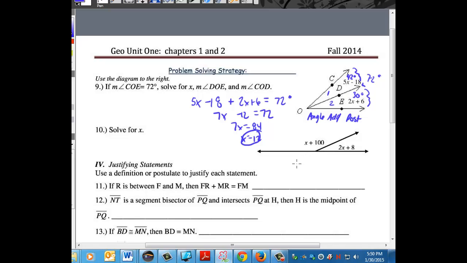This relationship in geometry is always called a linear pair. And so remember that a linear pair are adjacent supplementary angles. So we're going to take this angle plus this angle, and it's going to equal our straight line, which is 180 degrees. So x plus 100 plus 2x plus 8 equals 180 degrees. 3x equals 72, x equals 24. When I plug 24 back in for x, I get 124 degrees for this angle, and this angle is going to give me 48 plus 8, 56 degrees. Again, always check and make sure these two angles add up to 180. They do.